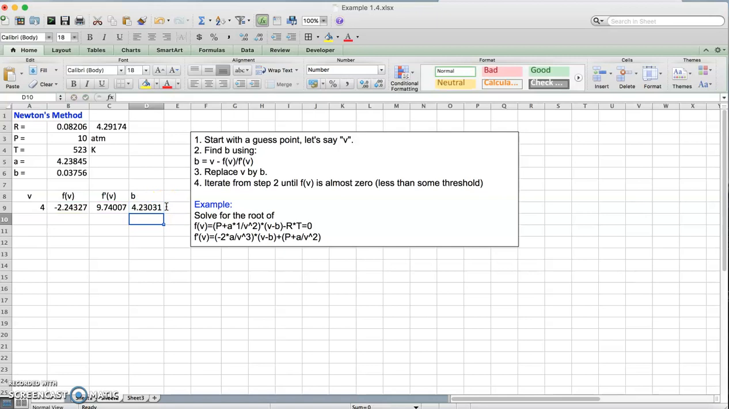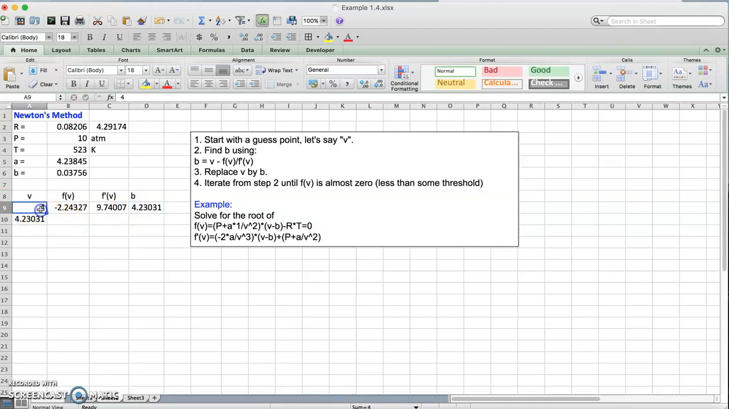All right. So what's next? I have to iterate. Well, first I have to replace v by b. So this is our next v, and should be replaced by b. So I would say this is equal to the b we just calculated. So this is equal to d9, right? Hit enter.